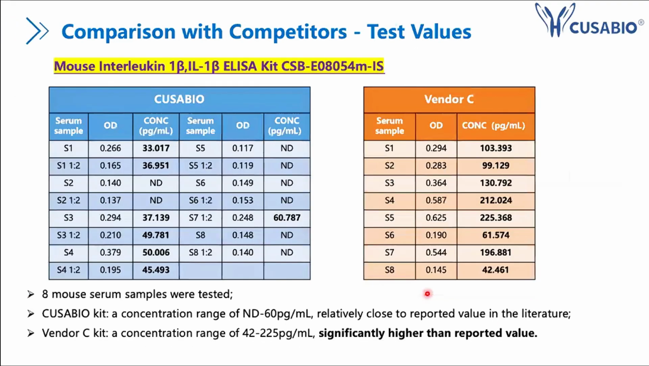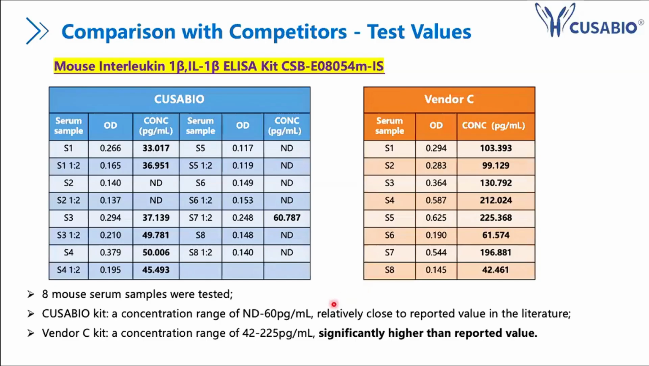And actually it's true. Here we use the same IL-1 beta ELISA kit to measure 8 mouse serum samples. The same samples were tested with the CUSABIO kit and the vendor C kit. For the CUSABIO kit, the concentration we got ranges from non-detectable to 60 picogram per ml. For vendor C, the concentration range we got was pretty high and large, varying from 42 to 225 picogram per ml.